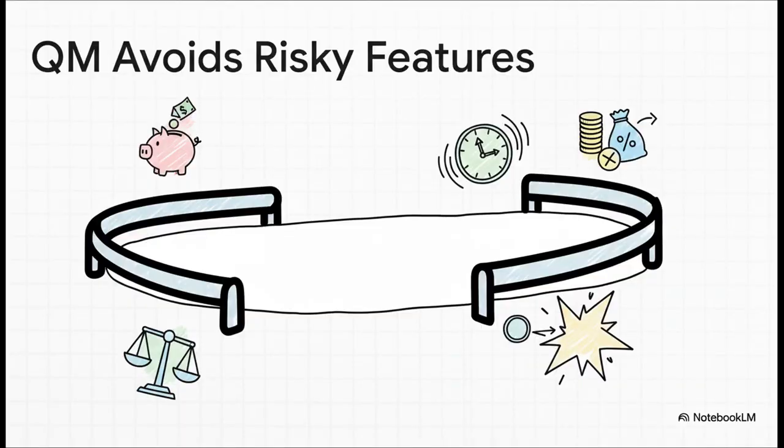So these QM loans have some really specific guardrails. They're designed to avoid super risky features, like interest-only payments or loan terms that stretch out past 30 years. And these rules, they're not just there to protect the lender from a default. They also protect you, the borrower, from getting into a loan that you can't actually handle. It's all about making things predictable and safe for everybody.